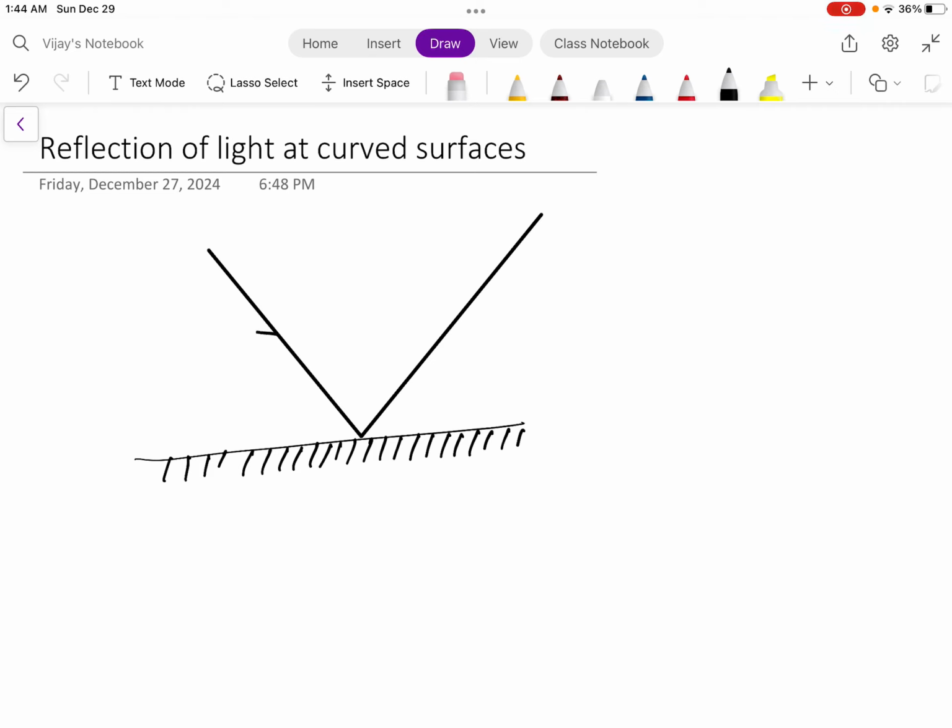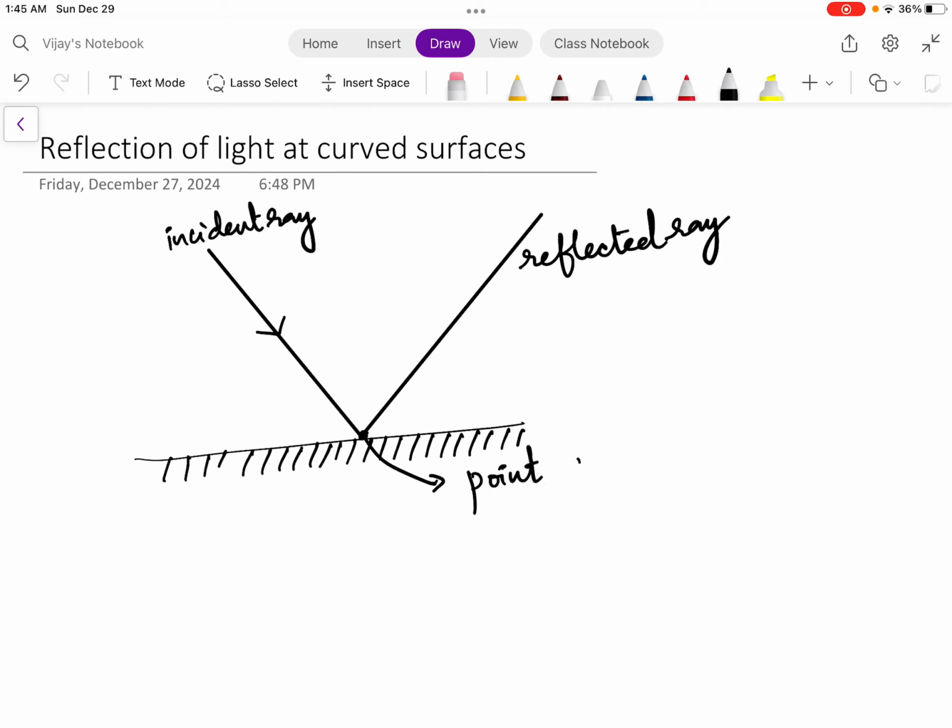You can see this particular light ray which is going towards the mirror, which is trying to hit the mirror. This light ray is called the incident ray. And the ray which bounced back, the ray which came back after hitting the mirror, is called the reflected ray. And the point where the light ray hit the mirror is called the point of incidence. So this is the point of incidence.